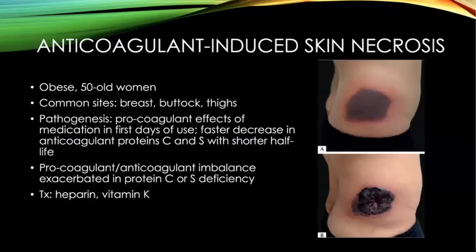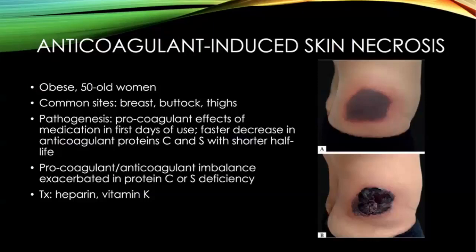The pathogenesis is due to the procoagulant effects of the medication that may show in the first days of use. And this occurs because the natural anticoagulant protein C and S have a shorter half-life, and they have a faster decrease of their concentration than other factors involved in the procoagulation. So this transitory procoagulant-anticoagulant imbalance is exacerbated in patients who have protein C or S deficiency, leading to hypercoagulable state and thrombotic occlusions of the microvasculature, leading to these cutaneous lesions.